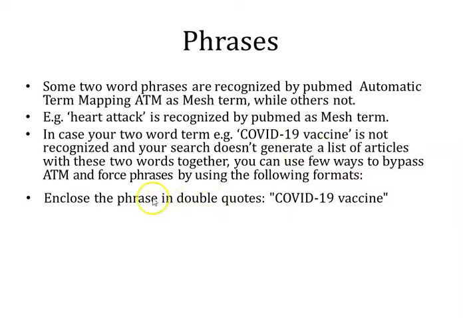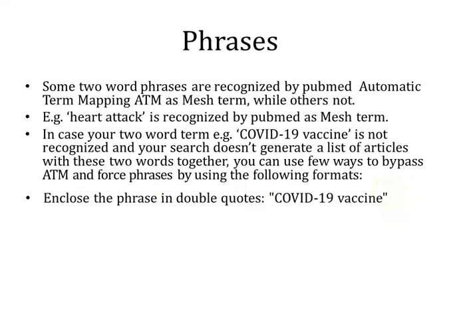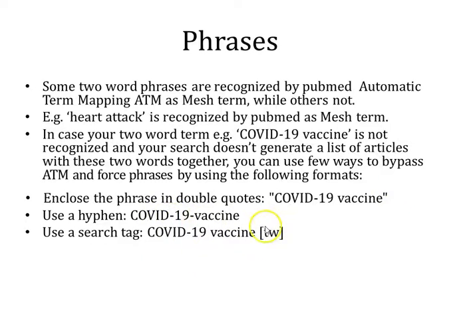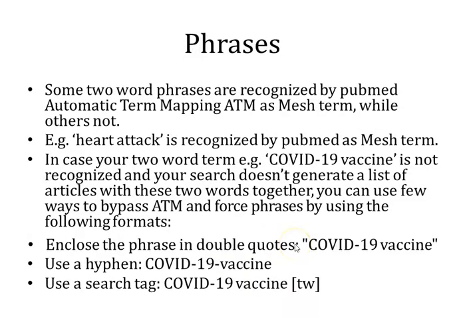Number one method is to enclose the phrase in double quotes like this. Second, use a hyphen in between the two words. Third, write in brackets TW. I will now practically demonstrate this in PubMed.